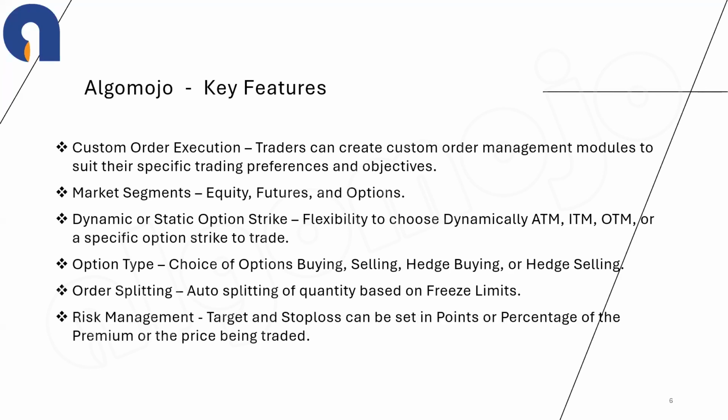For risk management, currently we have target and stop loss, which you can set either in terms of points or in terms of percentage. Suppose you are an option trader and you've taken a trade for an option at 100 rupees, and you want to close the position if it comes to 150, or if it hits a stop loss of 10 points. So if the premium comes down to 90, you'd like to close the position. You can do those kinds of settings, either in terms of percentage or in terms of points.